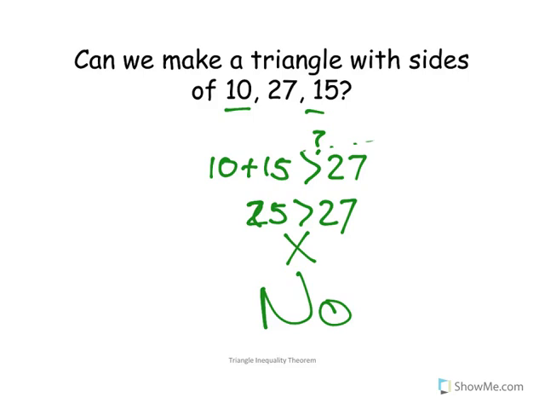25 is not greater than 27, so no, we could not build a triangle, right? It would maybe look like it's almost going to close, kind of like when we made 2, 7, and 10 at the beginning, but it's not actually going to close.